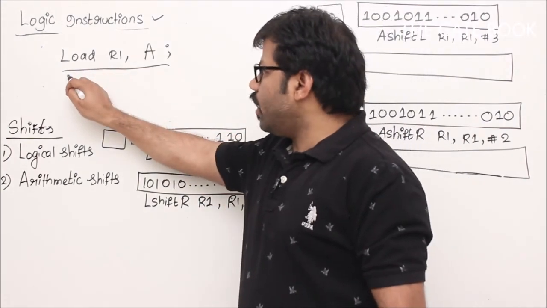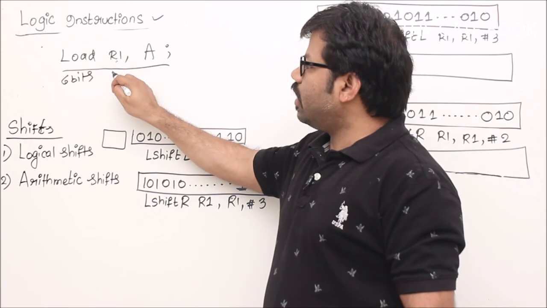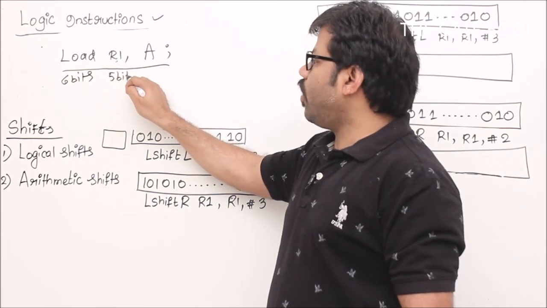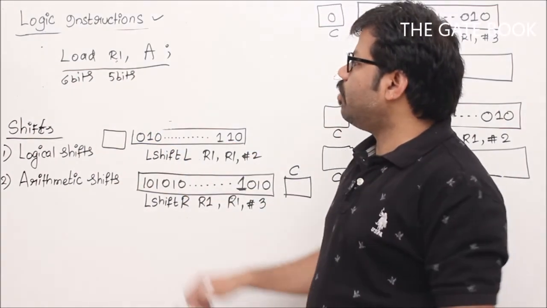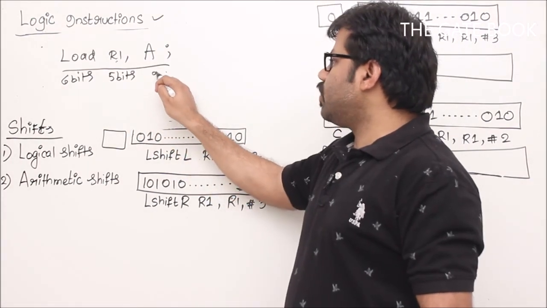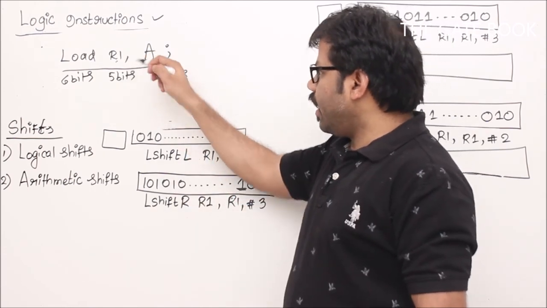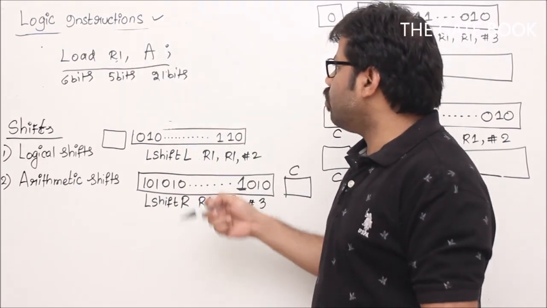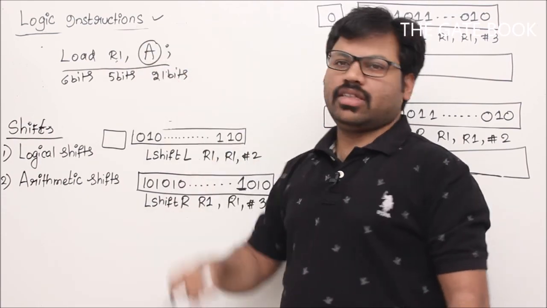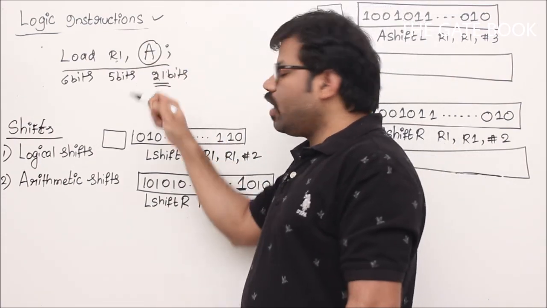Because load also, let's say, assume that it takes 6 bits. Register R1 takes, let's say, 5 bits. 6 plus 5 is 11. Then how many remaining bits do we have? Only 21 bits. But you said what? In direct addressing mode or absolute addressing mode, A is nothing but the memory address. Now, how can I specify a memory address with 21 bits?